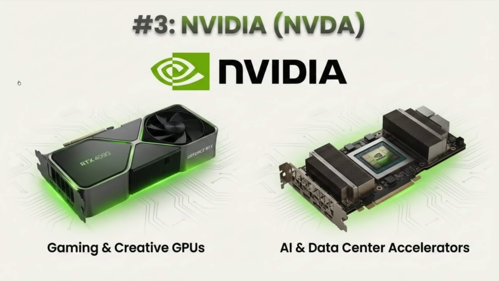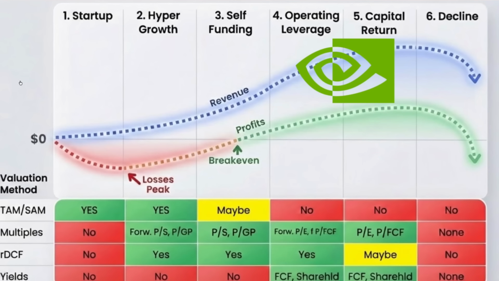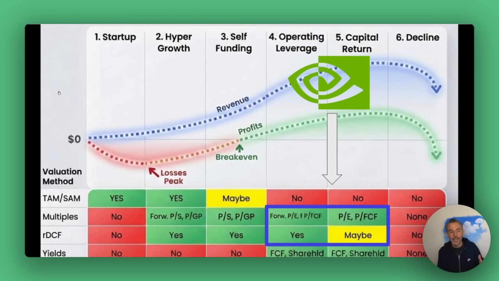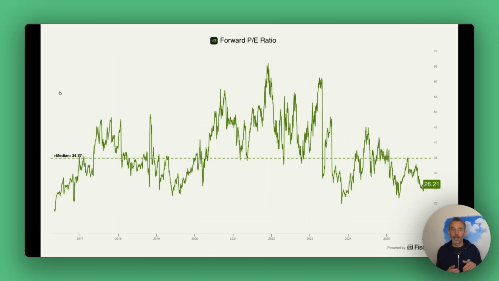Now, coming in at number 3 is a stock that I actually don't own, but I'm looking at. And it is none other than Nvidia, the chip maker behind this AI explosion right now. Nvidia is kind of halfway between stage 4 and stage 5 just because it's growing so much. And so what we can look at here is both the company's multiples and a reverse discounted cash flow analysis.